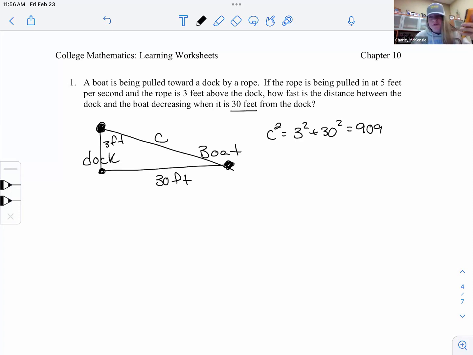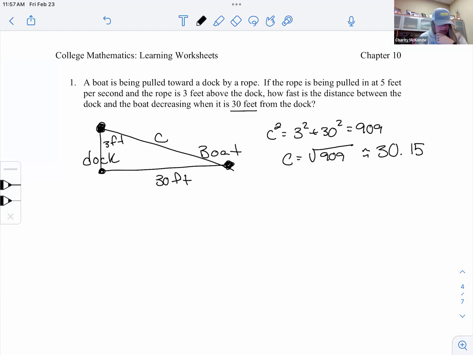So C squared is equal to 909. So C is equal to the square root of 909. I don't care about the negative square root. This is a positive thing. What is the square root of 909? So most of these you could do the decimal. So that's about 30.15. Okay. All right. So the rope length right now is 30.15.